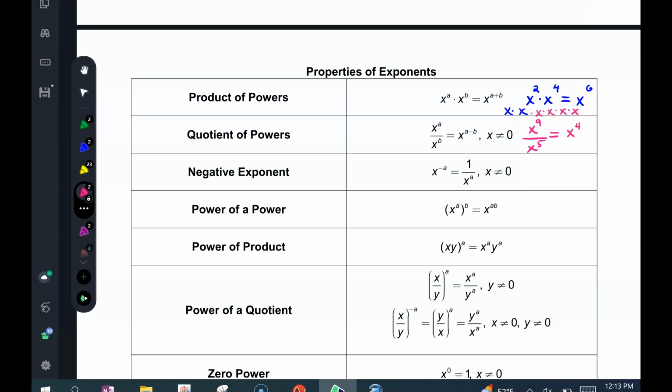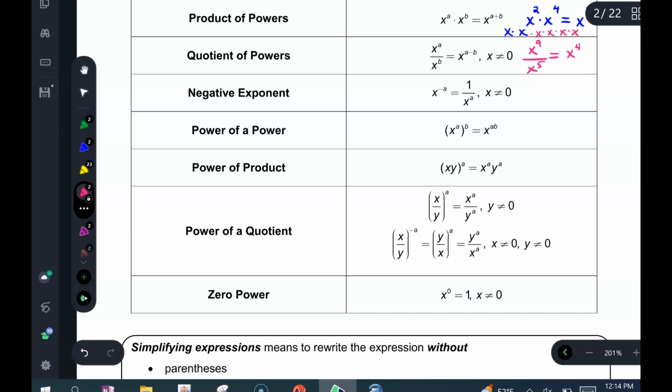Right? The same kind of idea as this last one. I could do x times itself 9 times and x times itself 4 times, and you would be able to cancel, and how much would you be left over with? Okay, negative exponent, that's what we just mentioned. So if I have x to the negative 4th, that becomes 1 over x to the 4th.